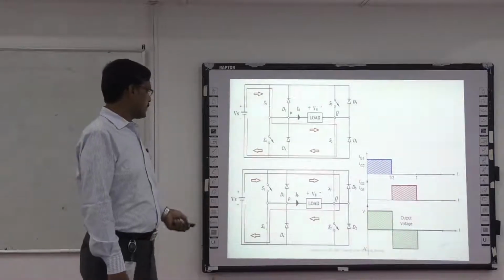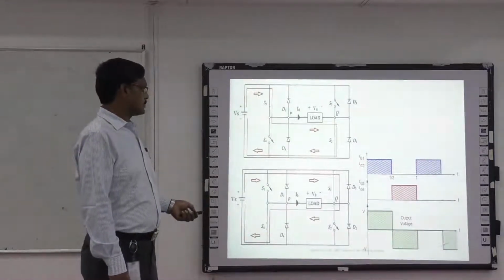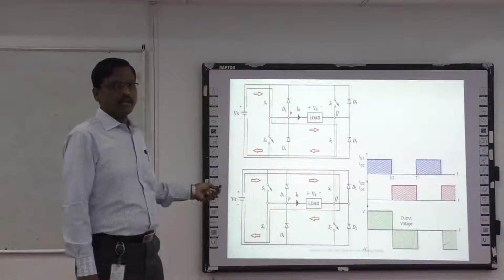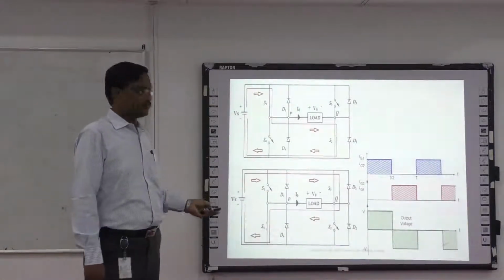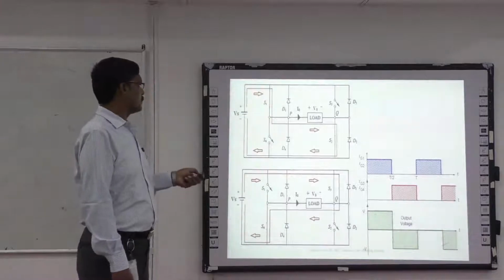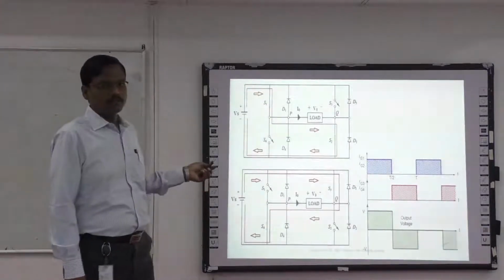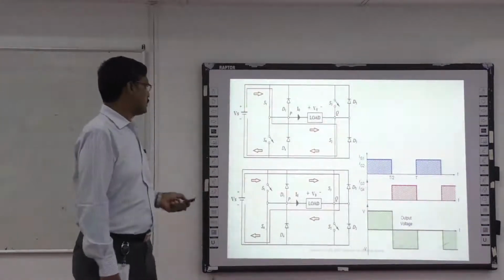So this will be repeated for the next cycles. In this way I am getting an AC output voltage from the available DC source. So this gives you the operation of the single phase full bridge inverter with R load.